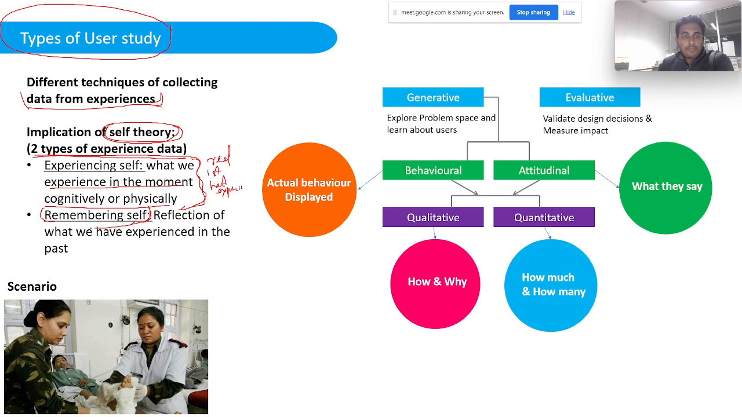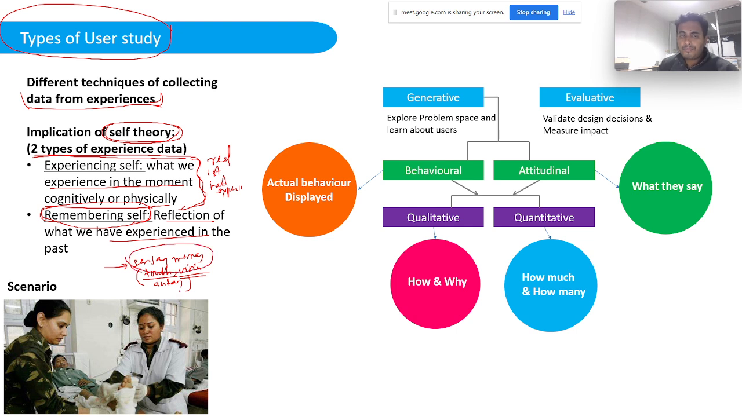Now the remembering self is a reflection of what you have experienced in the past. As humans we have three kinds of memories. One is sensory memory. Sensory memory means we have different senses like touch and vision, and then we have auditory senses. When you remember something based on a particular sound, vision, look or touch, that comes under sensory memory.